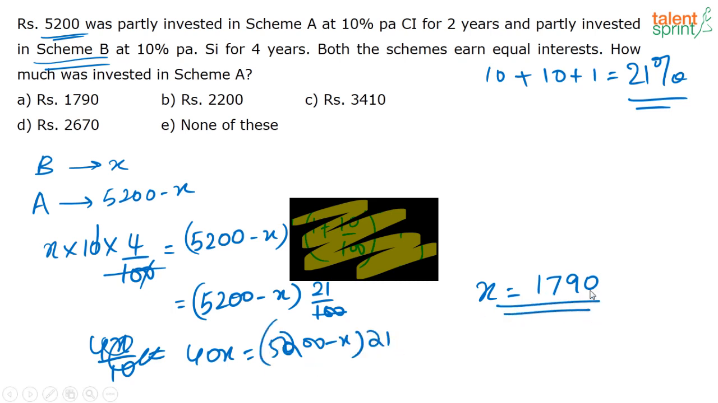And what are they asking in the question? What is the amount that he has invested in scheme A? The amount he has invested in scheme A is nothing but 5200 minus x, that is 5200 minus 1790, that is equal to 3410. So the answer for this question is option C. I hope it is clear for everybody.